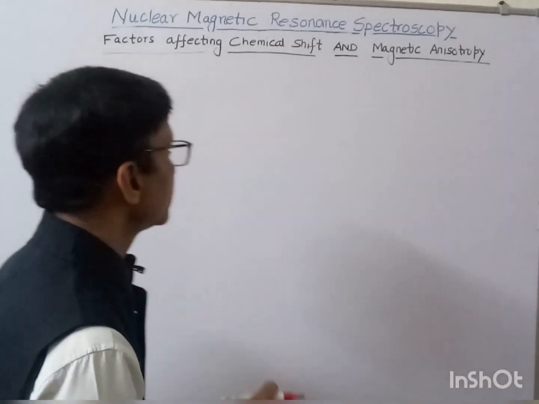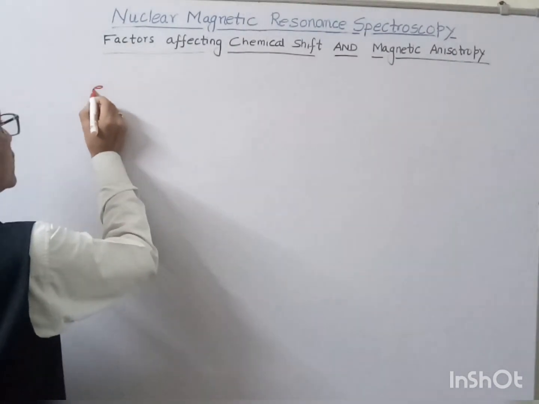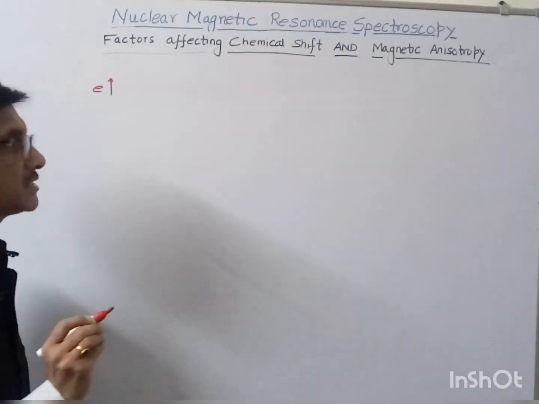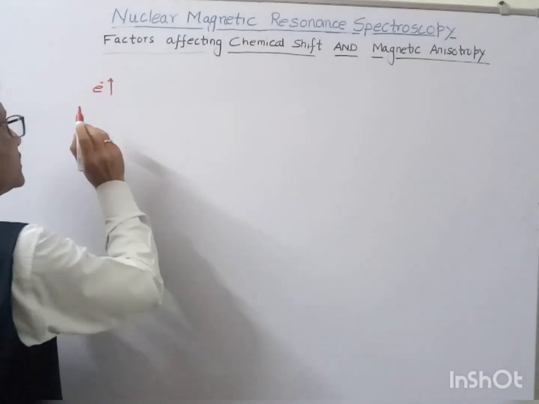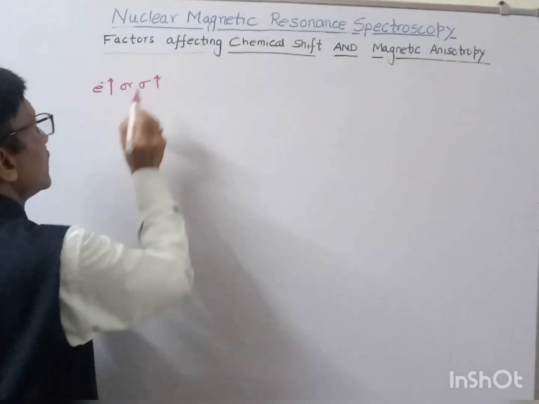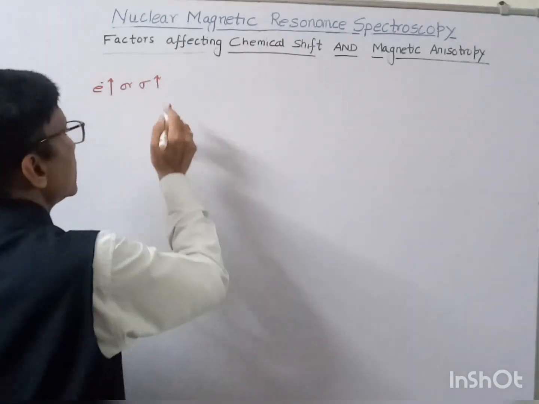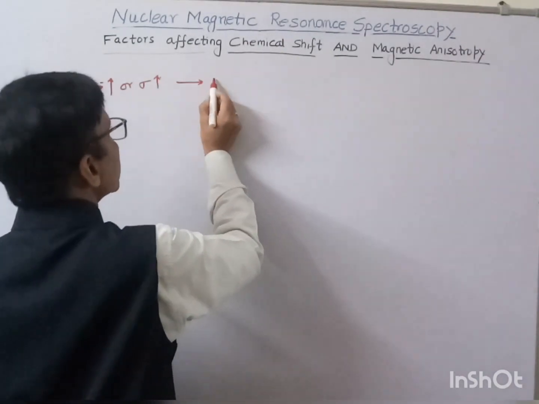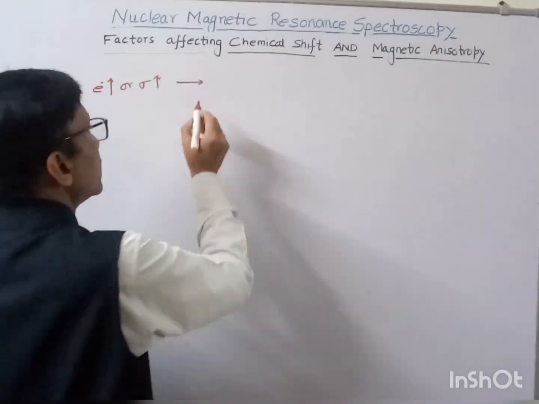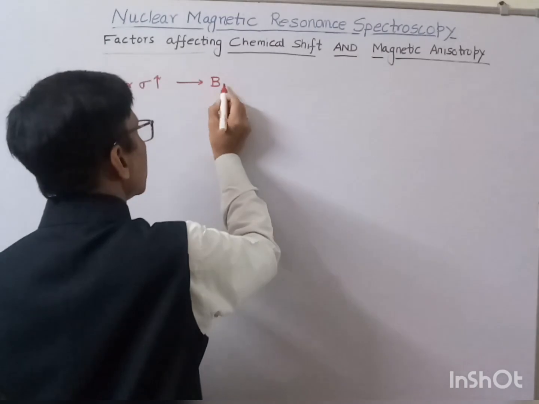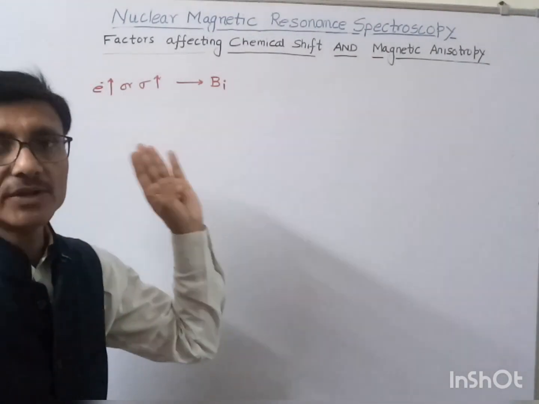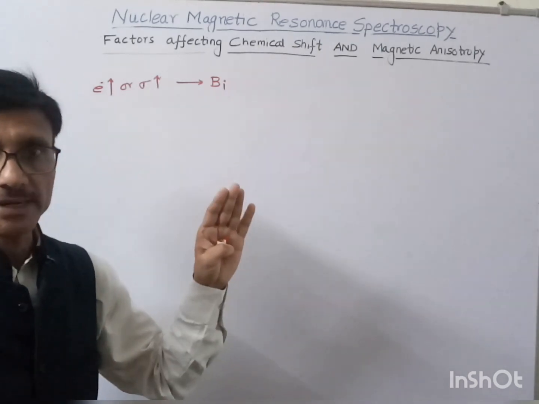Now suppose the electron density surrounding the proton increases. It means shielding increases. And if shielding increases, then the induced magnetic field produced by this circulating electron will also increase. This induced magnetic field will oppose the external magnetic field.